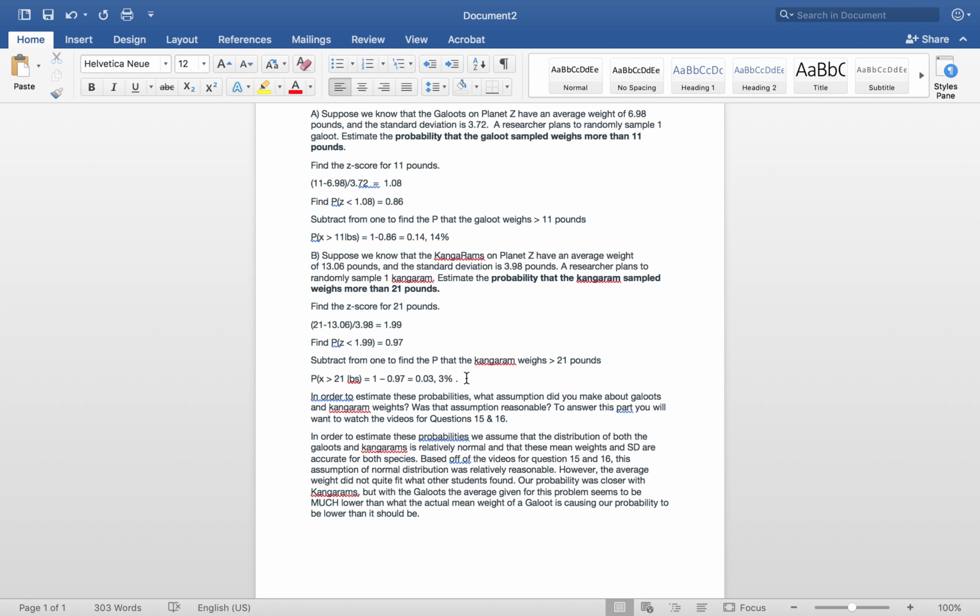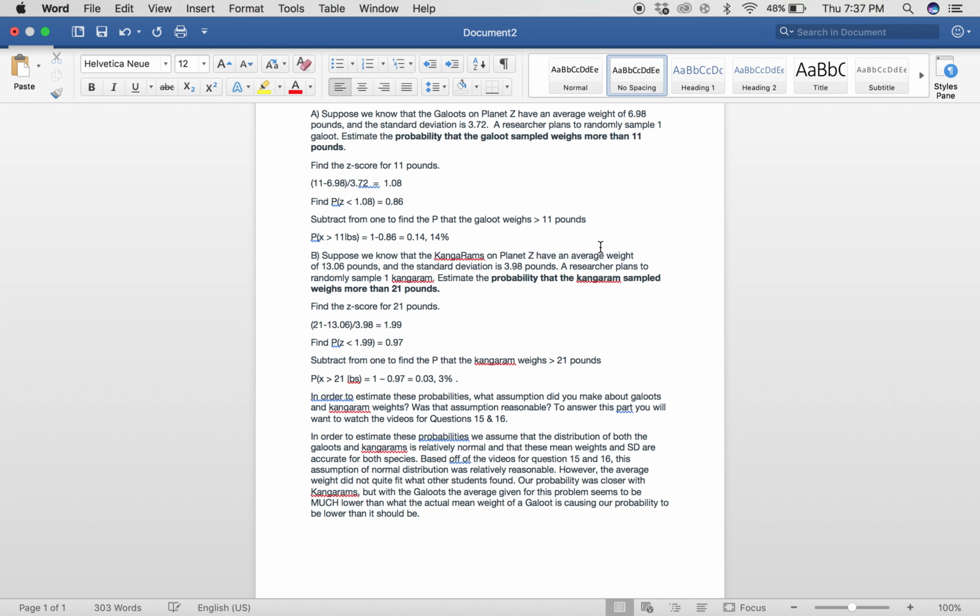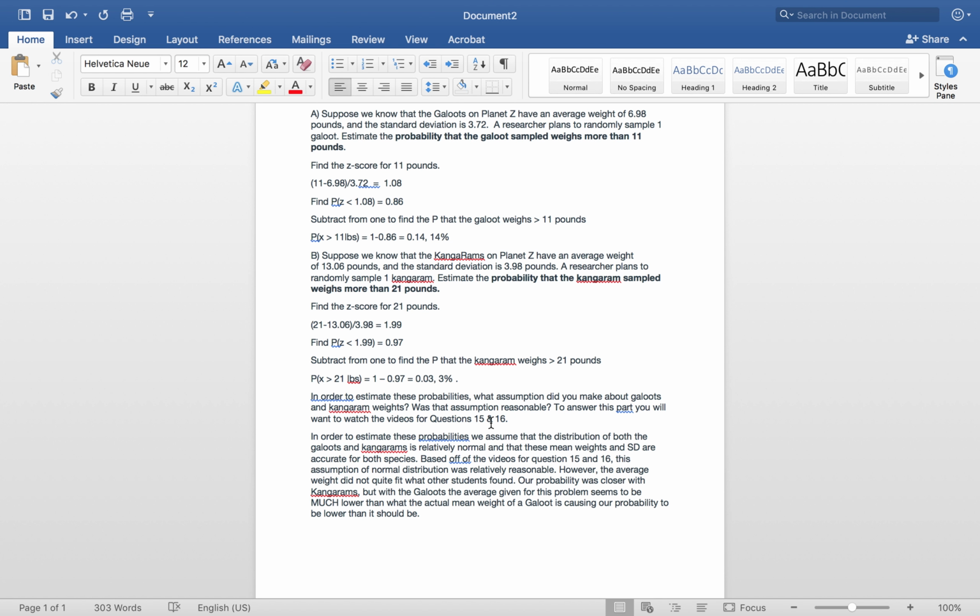So for the last part, it says, in order to estimate these probabilities, what assumption did you make about the galoot and kangaroo weights? Was the assumption reasonable? And to answer this part, you'll want to watch the videos. So I did watch the videos, and we'll go over those in just a second. In order to estimate these probabilities, we would assume that the distribution of both the galoots and kangaroos is relatively normal, and that these mean weights and SDs are accurate for both species. So the mean weight and the standard deviations we were given here were accurate.